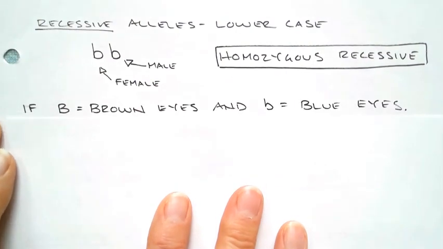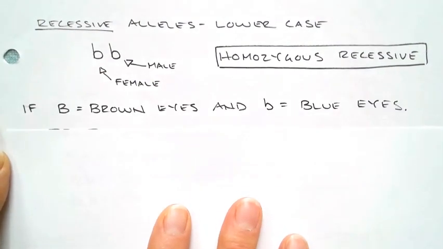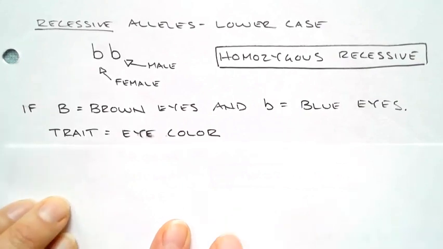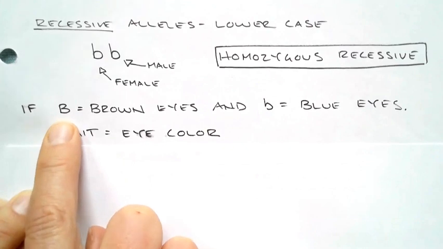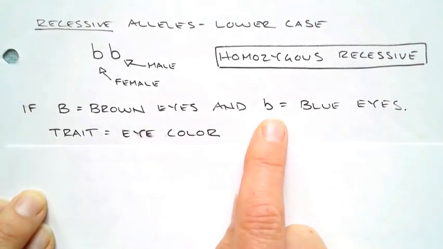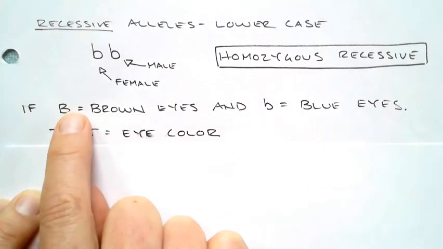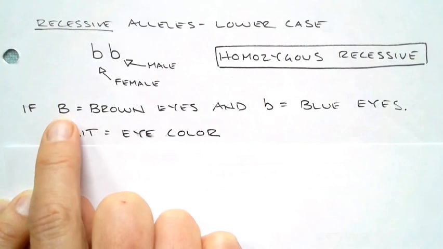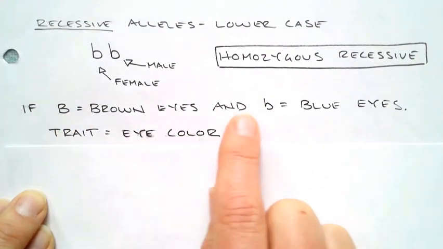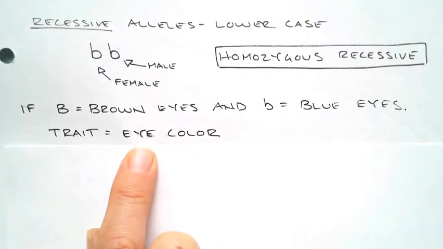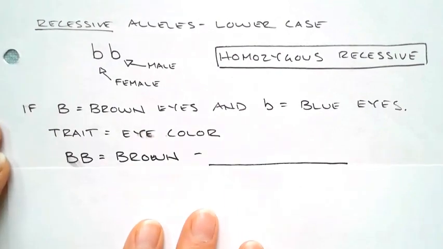Okay, so we're going to do an example. This is called complete dominance, meaning if we have a trait that has big B in it, it will overshadow the lowercase b. That means complete dominance. This is completely dominant over the lowercase counterpart. So big B means brown eyes, little b equals blue eyes. The trait that we're examining is something called eye color.